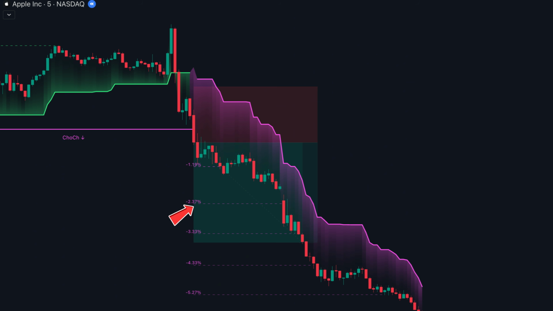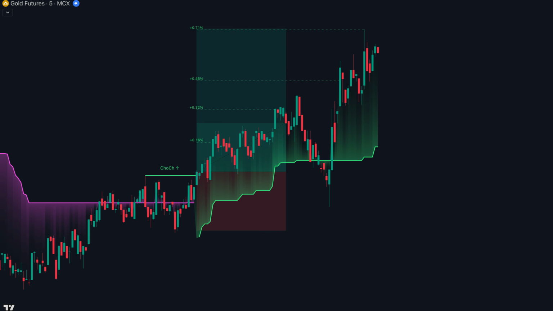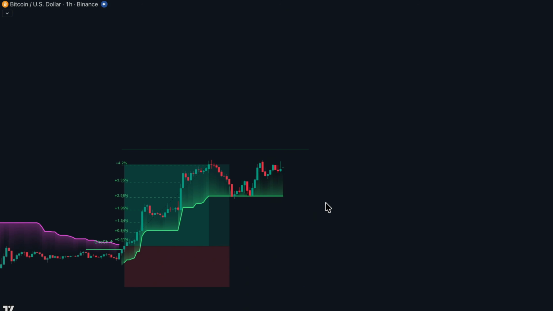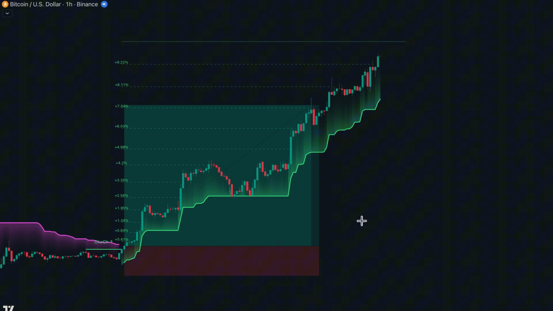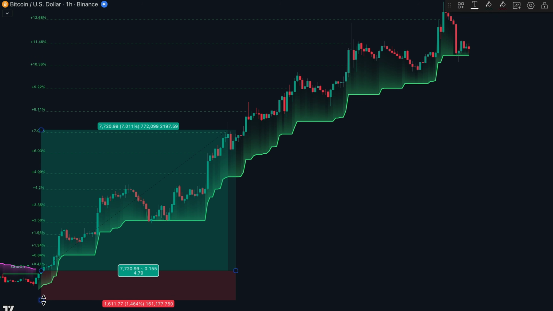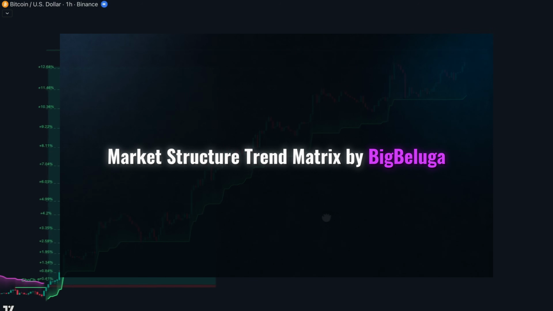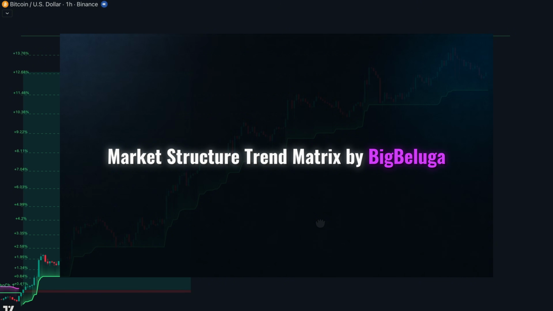Look at this trade here. 3 targets hit. This one, 4 targets. And this one, the trend kept running and the targets kept stacking. And none of these levels were drawn manually. The indicator behind everything you just saw is called the Market Structure Trend Matrix by BigBeluga.